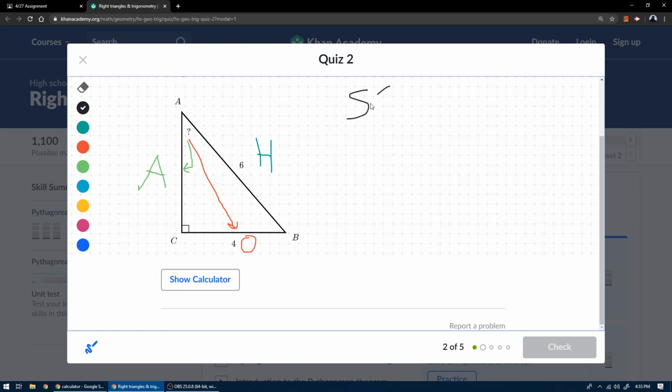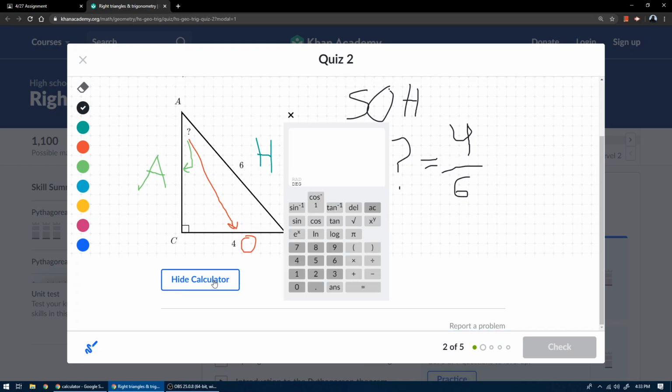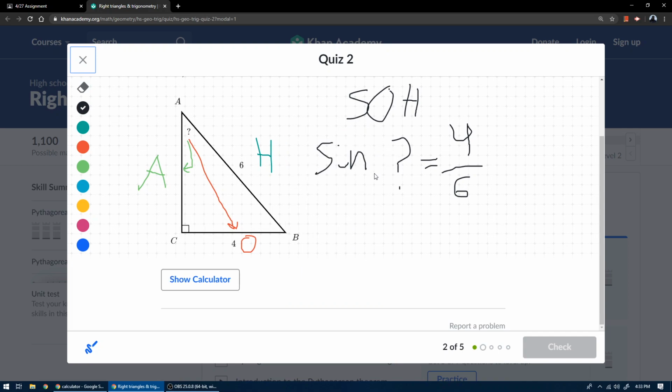Sine has opposite, sine has hypotenuse, so I'm going to use sine here. So sine, do I know what this is? I don't. Is equal to opposite over hypotenuse, 4 over 6. Now, I'm kind of stuck here because if I needed to find a missing side, I just plug in sine of whatever, but I don't know what this is, so I can't plug it in.